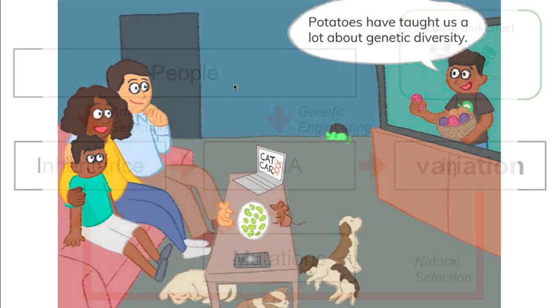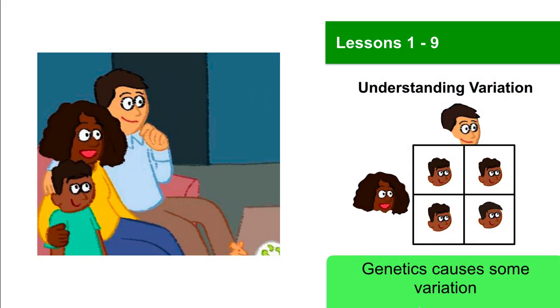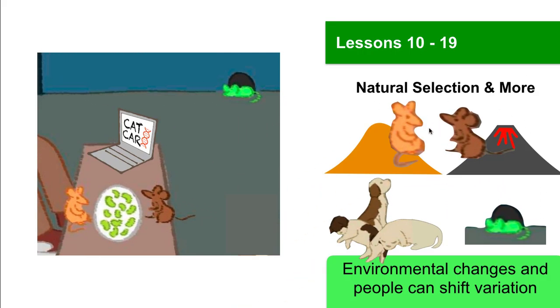We can see all these pieces building up in our unit roadmap that we're going to break apart into different chapters. In the first one, we learn that genetics causes some of this variation. And we learn the power of Punnett squares. Next, we look at natural selection, artificial selection, and genetic engineering. We gain the overall picture that environmental changes and people can shift variation.